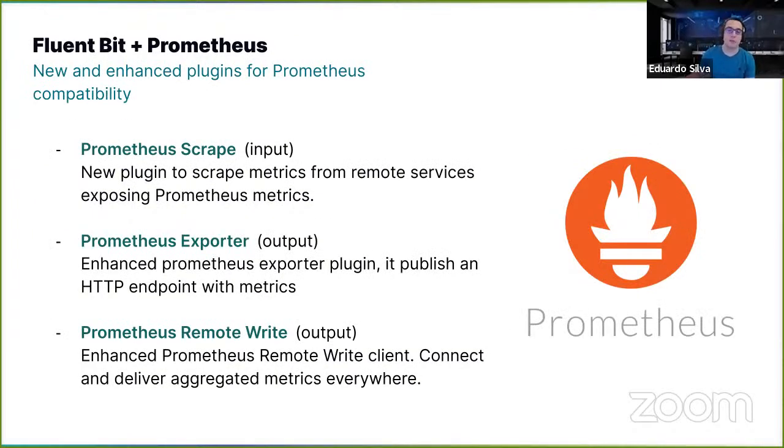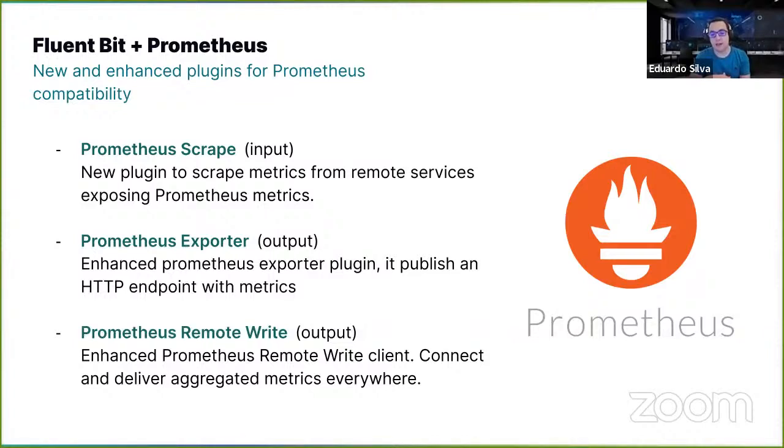Okay, and now we jump into the Prometheus world. In Prometheus, for us, it has many angles, right? Input, output. And on the input side, we are launching a new Prometheus scraper. That means with Fluent Bit you can point it at any application that is exporting metrics in Prometheus format, scrape those metrics and process them through the pipeline, even as a metrics payload, of course.